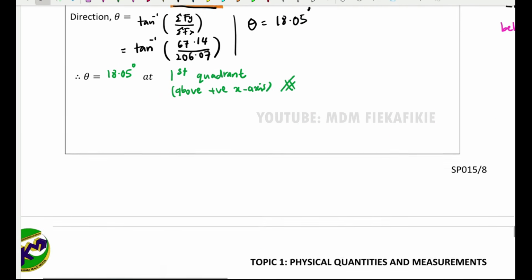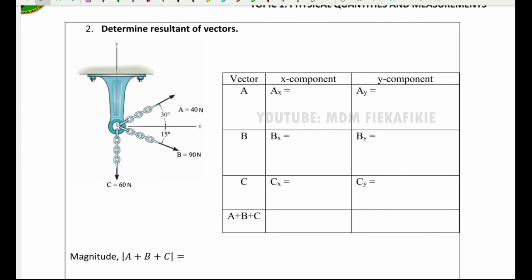So, let's proceed to question number 2 here. Okay. So, now we have 3 vectors A, B, and C. Sama juga ini adalah force sebab unit dia adalah Newton. Okay. So, jadi saya nak resolvekan AX saya dulu. Remember the angle 30 degree rapat kepada X component. Another angle here 15 degree pun sama rapat pada X component. Jadi nanti X adalah cos.